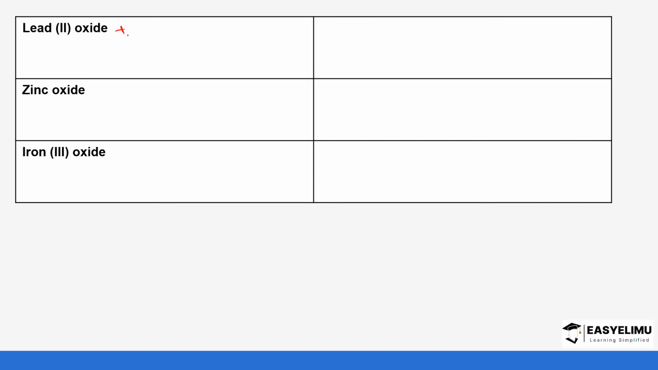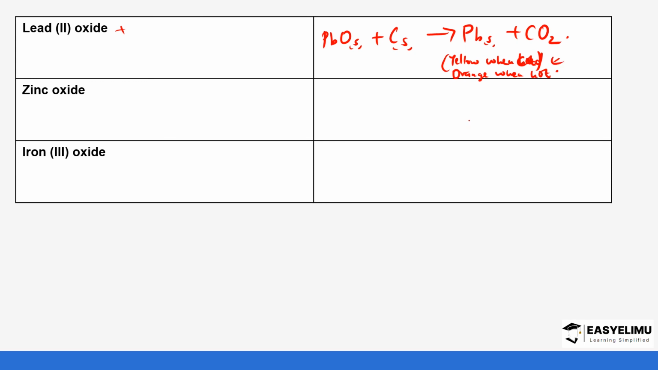With lead oxide, when you react it with carbon and write the equation, it's going to be lead oxide plus carbon to form lead solid plus carbon dioxide. Remember, lead solid is yellow when hot and orange when cold, sorry, orange when hot. This brings a lot of confusion, especially when we compare it with zinc. You'll come to see how zinc behaves. When we balance the equation, you can see we have two oxygens on this side, so we have to put a 2 here, which affects the lead. Then zinc oxide reacts with carbon again to form zinc metal and carbon dioxide gas.